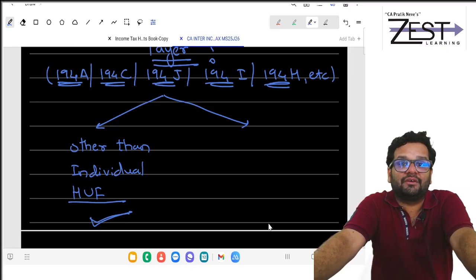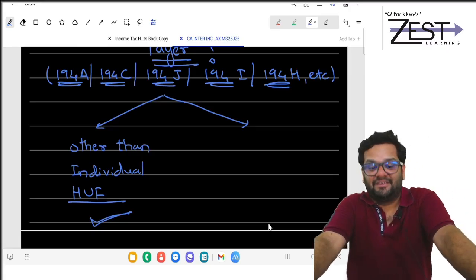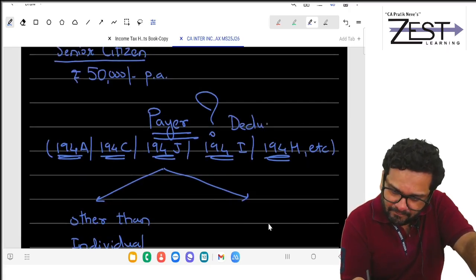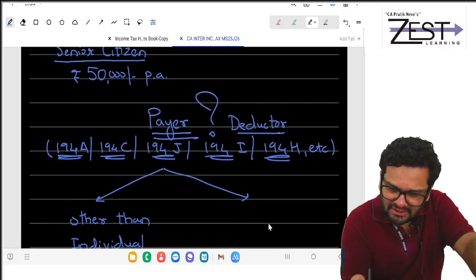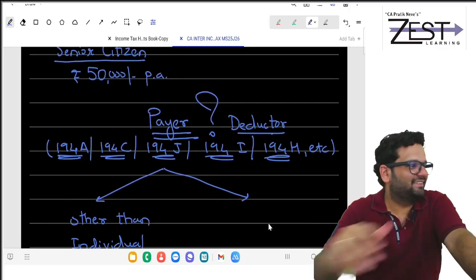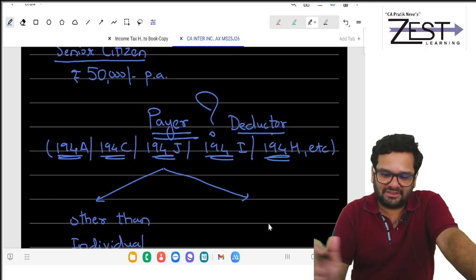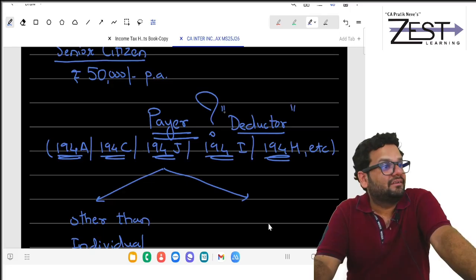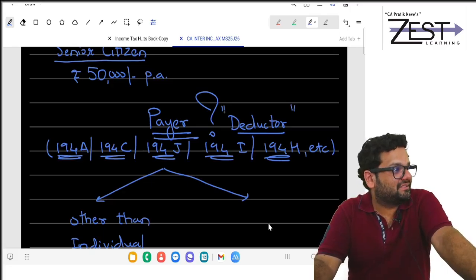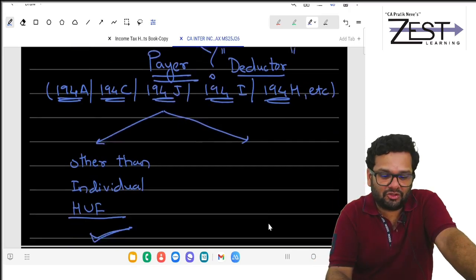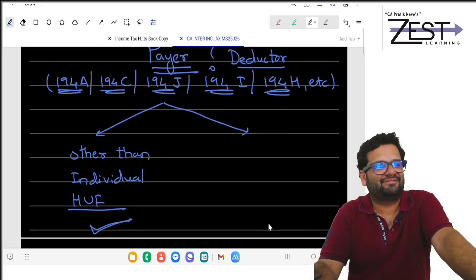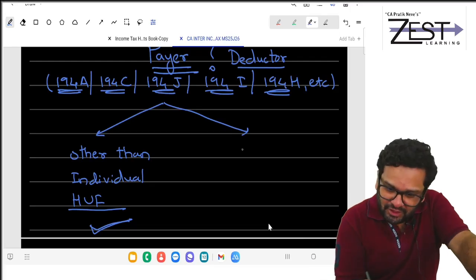Because are you following the definition of payer? Payer means deductor, who is liable to deduct. So yes, you are deductor. You are company. You are paying interest. Should you do TDS? Yes, because you are any person other than individual and HUF. But individual and HUF, soft corner.